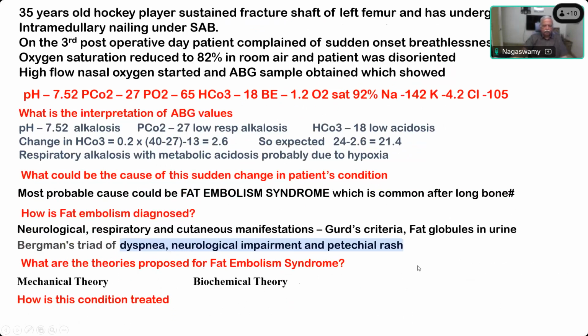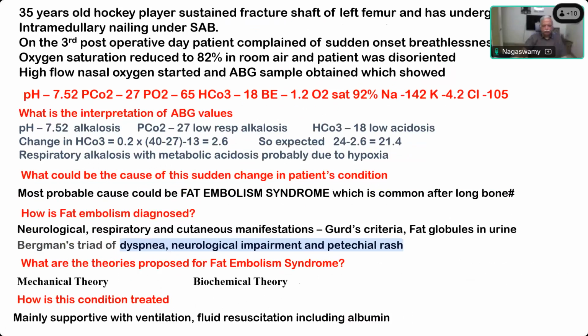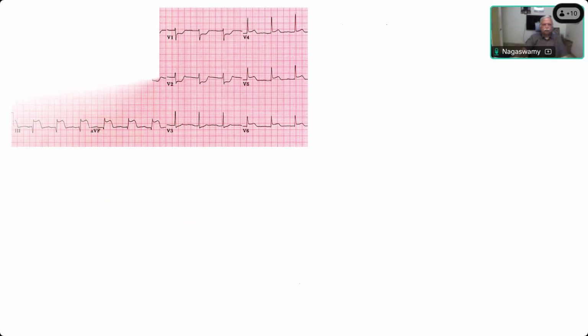Okay? And how is this condition treated? How do you treat once you make a diagnosis of fat embolism? How do you treat the patient? The supportive measures. Yes, it is mainly supportive, with ventilation and fluid resuscitation, including albumin. That is all you have to do.